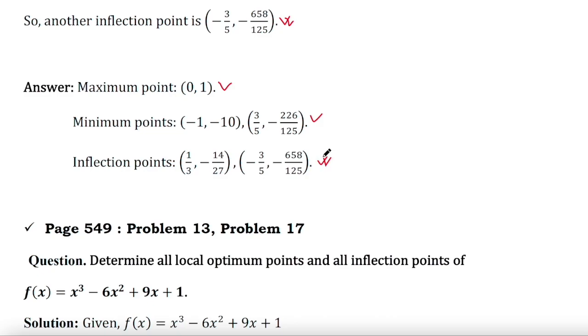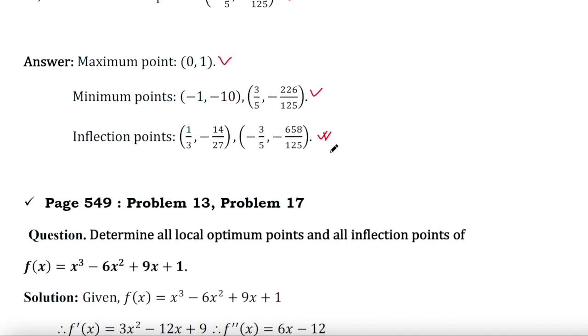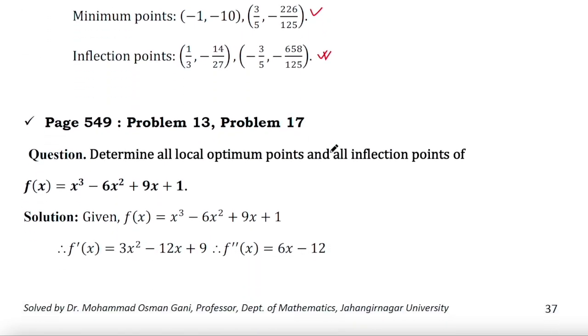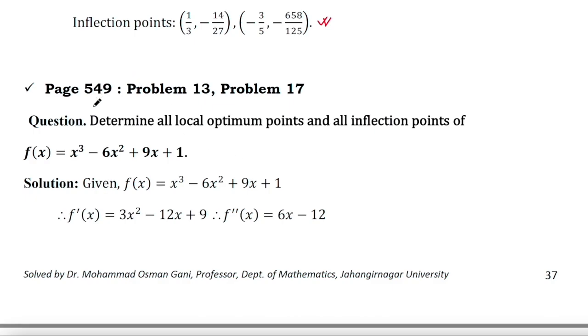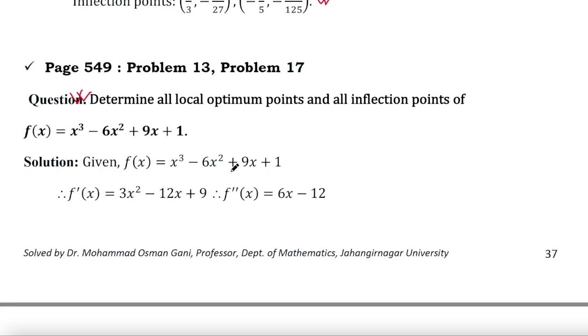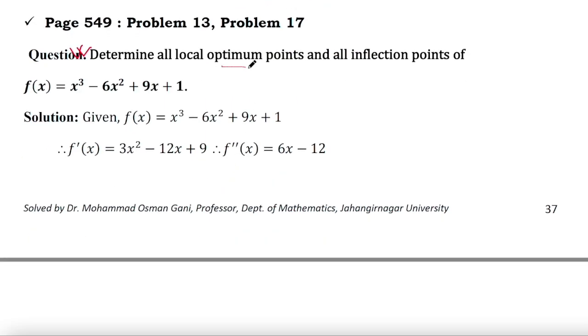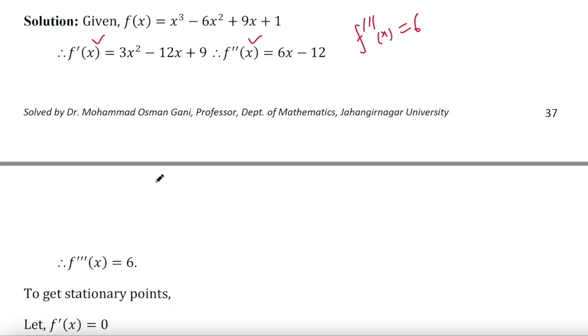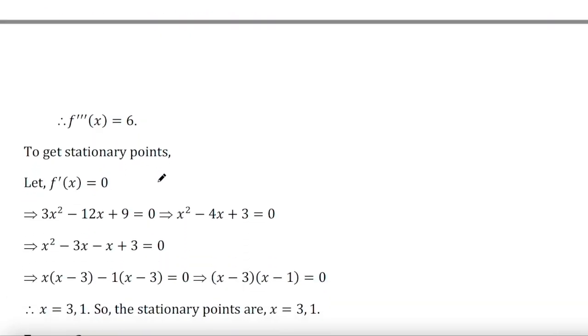If you can understand this problem clearly, then you can solve any problem by yourself in this chapter. For example, let us have a look again at this solved problem. This one also I have solved here by the second derivative test. Here you need to calculate optimum points and inflection points. It means max, min and IP. So first you need to calculate the first derivative, then the second derivative, then the third derivative, which is 6. And by putting the first derivative equal to 0, you will get 2 x values.